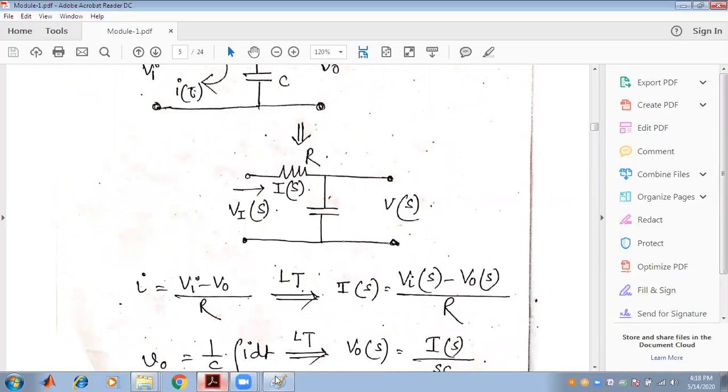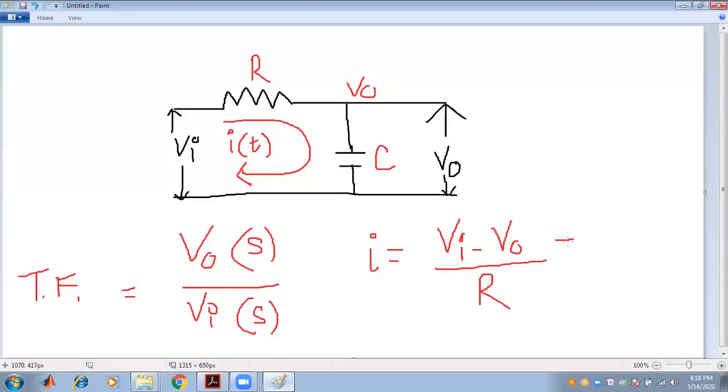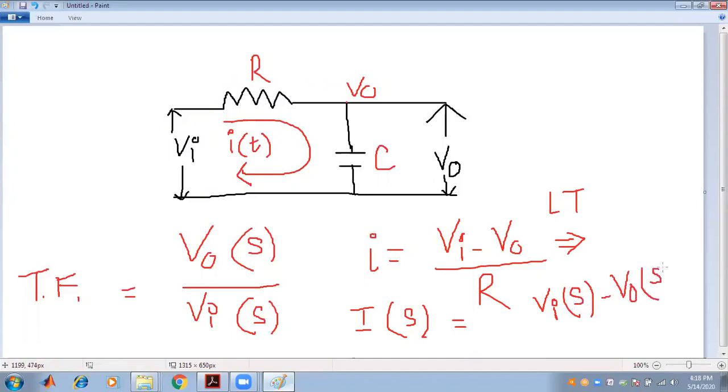Now I am taking the Laplace transformation of that i(t). We will get I(s) in the Laplace domain. From time domain, we are shifting to the Laplace domain. It is given that I(s) is Vi(s) minus V0(s) divided by R, the resistance. So this is the total I(s) of the system.